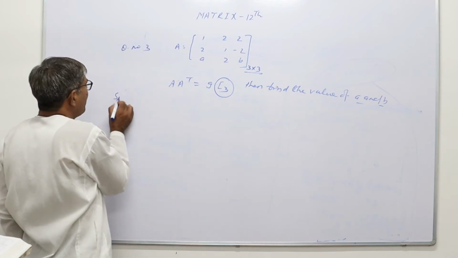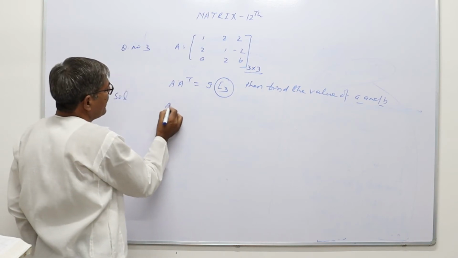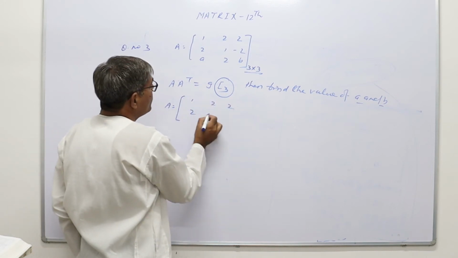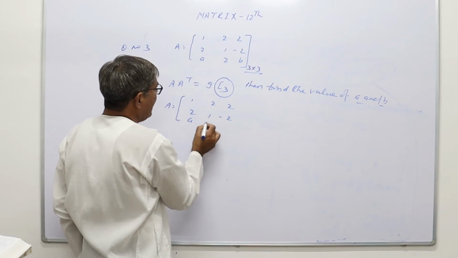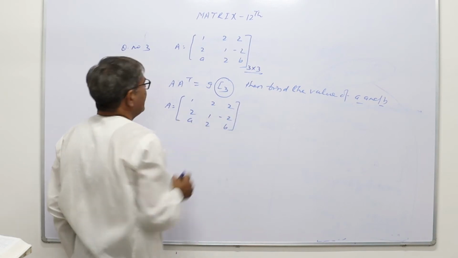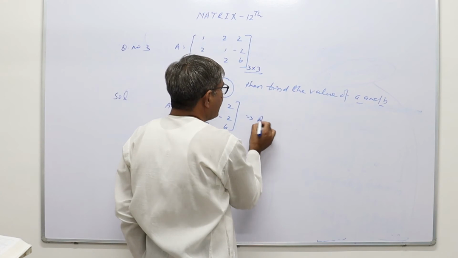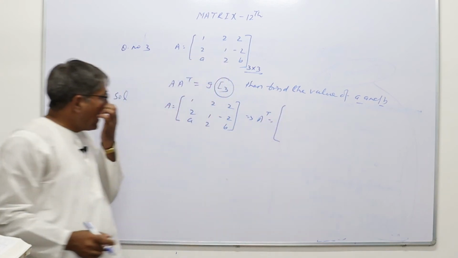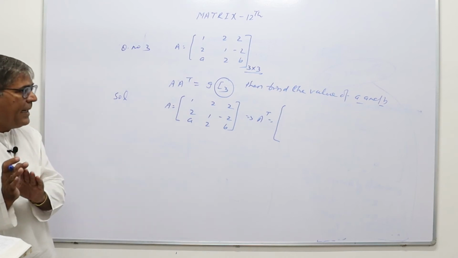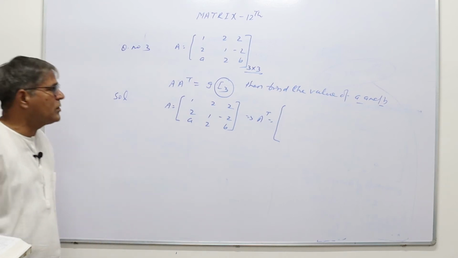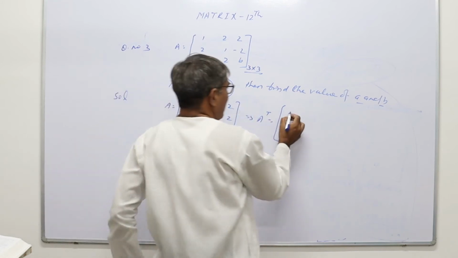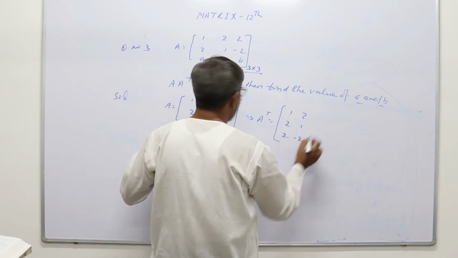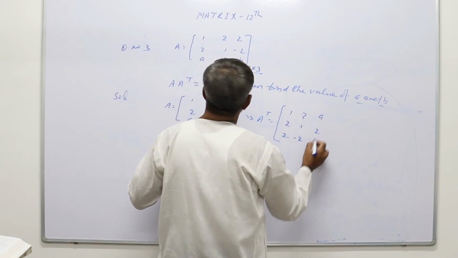So first, given matrix A, how we will solve? A is 1 2 2, 2 1 minus 2, a 2 b. Then A transpose will be equal to, what do we do in transpose, either we write all rows into columns or all columns into rows. So first row first column 1 2 2, then 2 1 minus 2, then a 2 b.